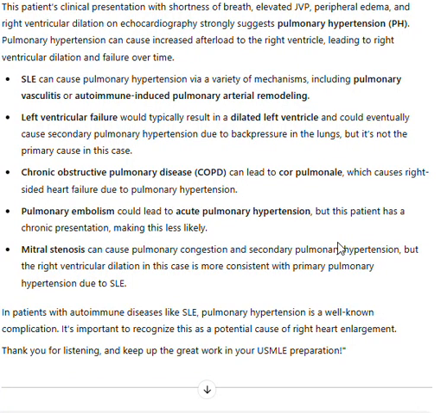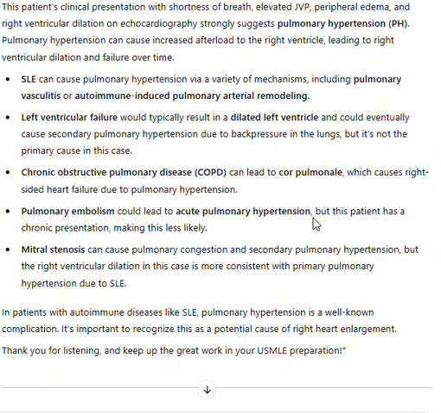SLE can cause pulmonary hypertension via a variety of mechanisms, including pulmonary vasculitis or autoimmune-induced pulmonary arterial remodeling. Left ventricular failure would typically result in a dilated left ventricle and could eventually cause secondary pulmonary hypertension due to back pressure in the lungs, but it's not the primary cause in this case.